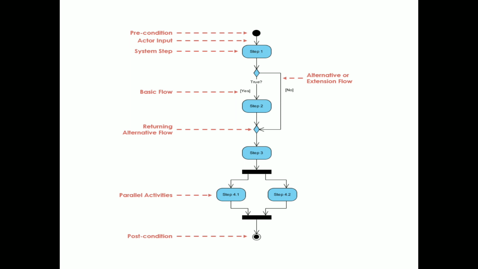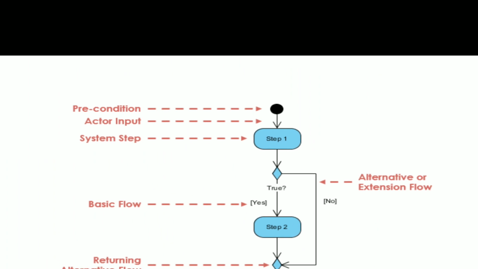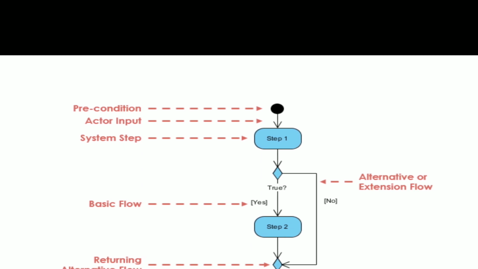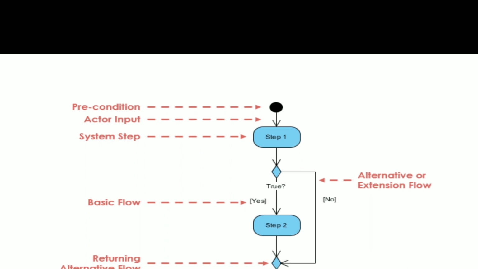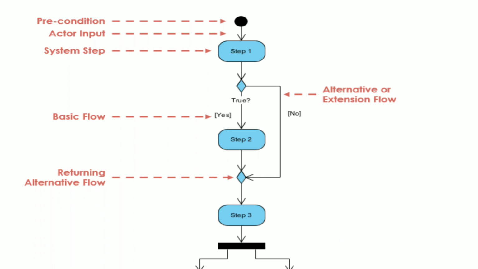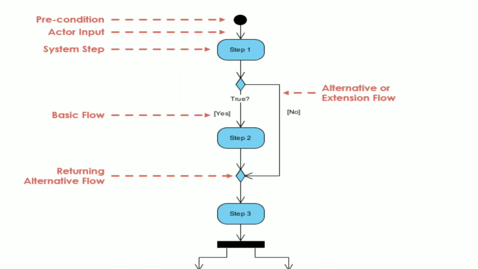You can see here, initially here is the start. It is a precondition. Then control flow by arrow, it is called as action input. Then actual activity in step 1, this is the system step. And next here you can see the alternative or extension flow, it is also called as loop. Then basic flow, simple line.